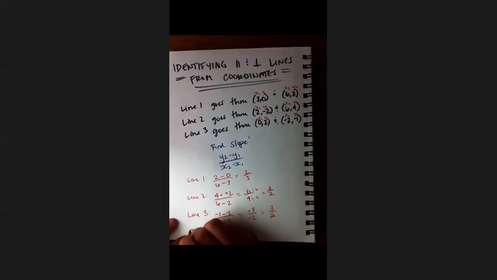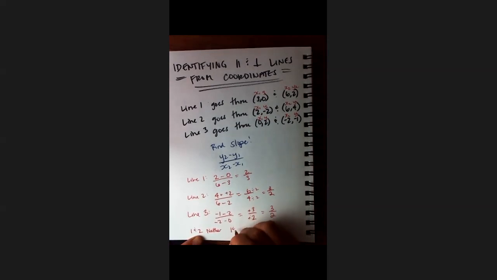All right, so let's look at some comparisons of some pairs. Line 1 and line 2, are they parallel, perpendicular, or neither? It looks like they're neither. They were almost perpendicular, but they're not opposite. They're both positive, so no, 1 and 2 are neither.